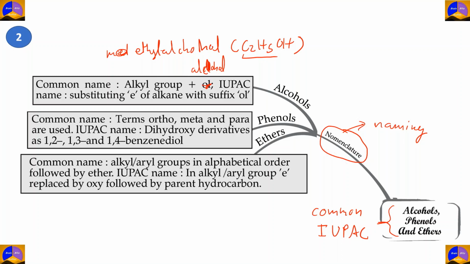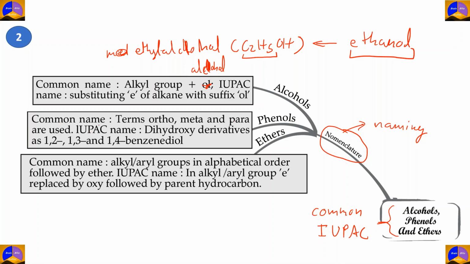So the alkane present here, C2, means it's ethane, and we remove the E and put an OL ending. So the IUPAC name would be ethanol, while the common name would be ethyl alcohol. So that is the simple system by which we find out the common name as well as the IUPAC name of alcohols. Let's move on to phenols.